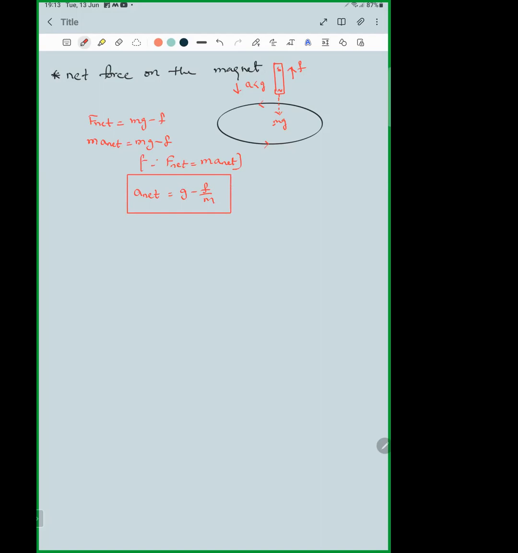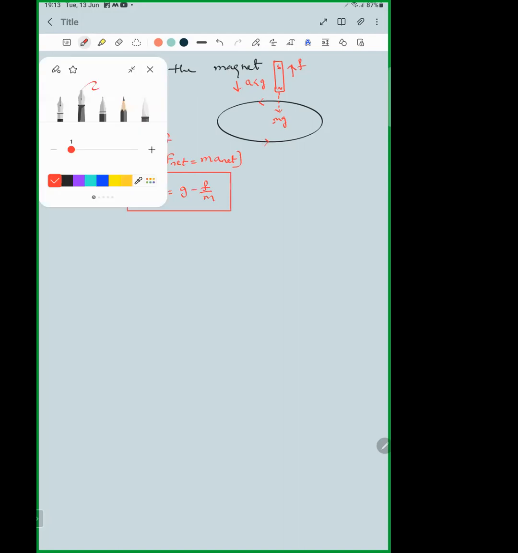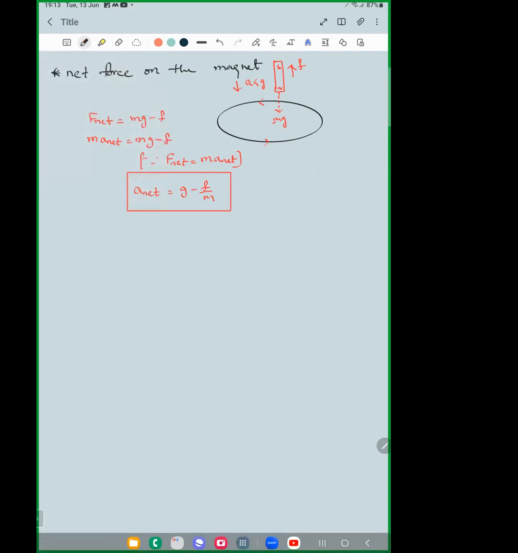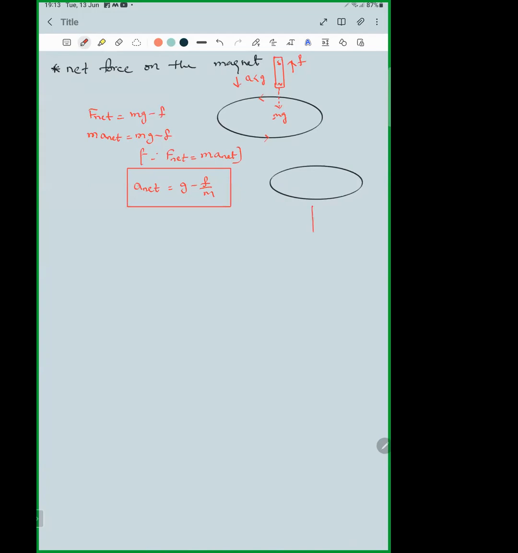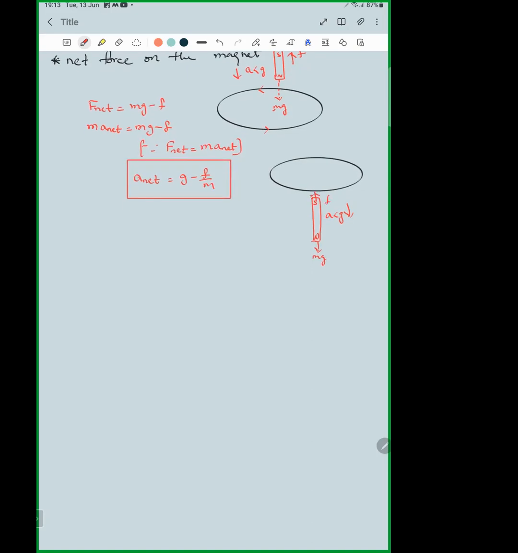Sir, what happens if the magnet is at the bottom of the ring? After passing through the center of the ring, suppose the magnet position is here. This is north and this is south. The weight of the magnet is mg as usual, acting down, and the net value is less than g. The same conditions apply here. In which direction is the current flowing? The same path, that is the anti-clockwise direction.